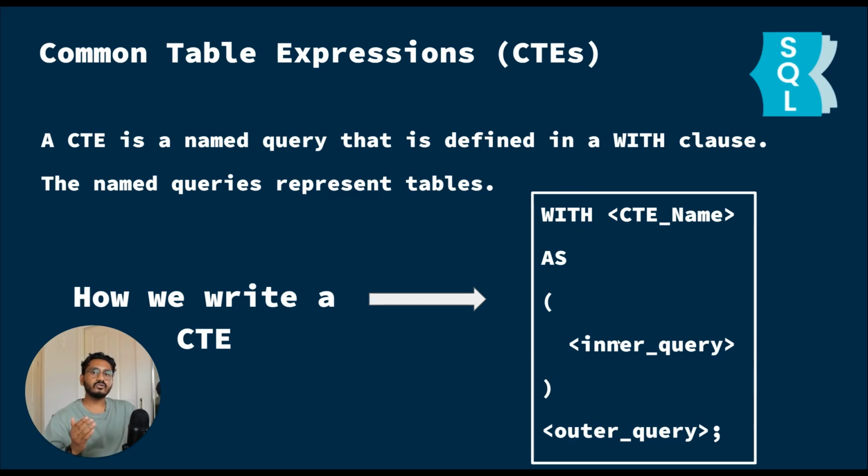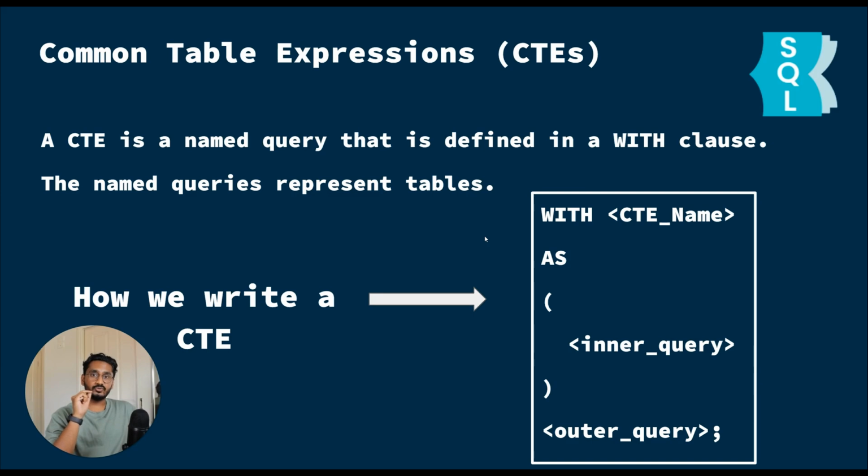Now, this inner query is really what we refer to as a common table expression, or a CTE. So this inner query, we give it a name, whatever you like, something meaningful, and then that inner query result set, you can think of it as a table. We can query that table in the outer query. That's why I say these are named queries that represent tables. So now that's the very skeleton of what a CTE is.